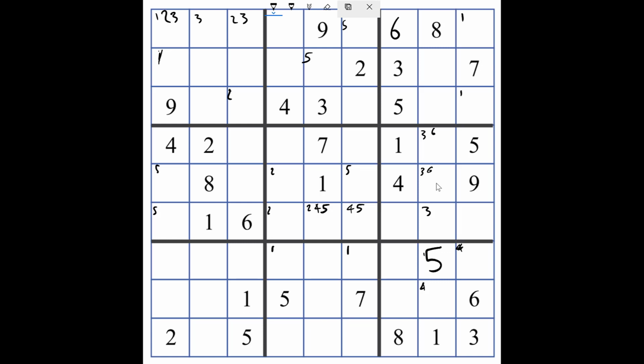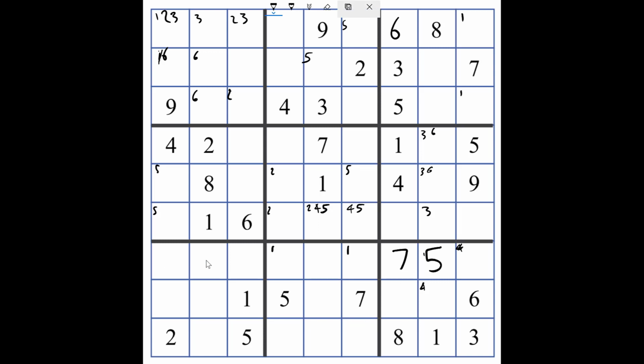Okay, I don't think there are many other clues for 6. 6 won't be in that column, and 6 won't be in this row. So there's 3 places where a 6 could be. I'm going to move on to my number 7 now. So I can see a 7 here, it can't be here. This 7 can't be here, so it can only be there.